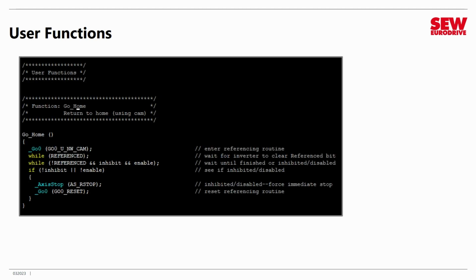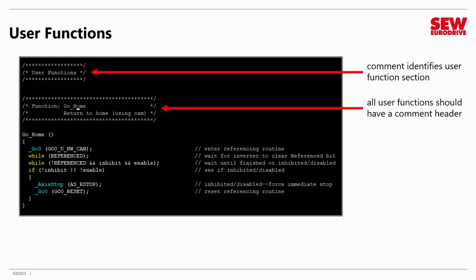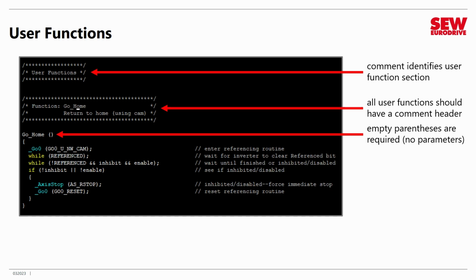All right, here's an example of a user function. What I do in my programs is I create a section near the end and I put a comment header there to identify that all the functions after this are ones that I've created. And then each individual function gets a header where I identify its name and give it just a brief description about what it does. And then my function follows. This is just good documentation, makes your code easier for other people to interpret. Notice you must have empty parentheses after the function name. That indicates there are no parameters. Don't forget those parentheses. And of course, your code is contained between curly braces.